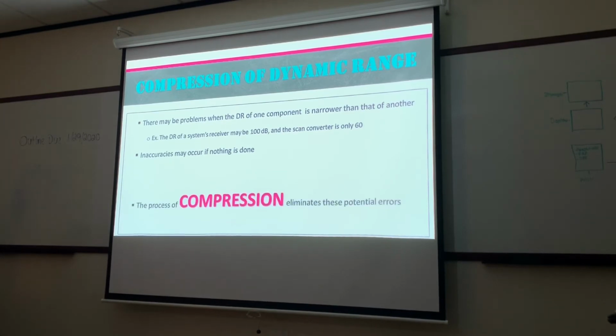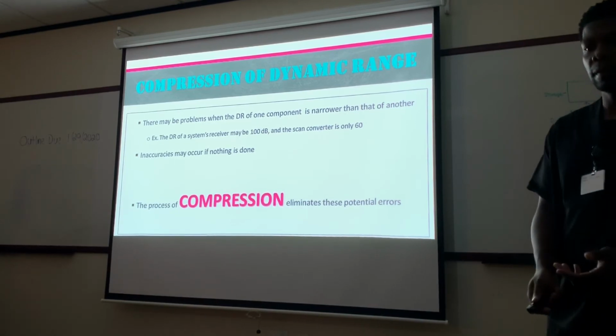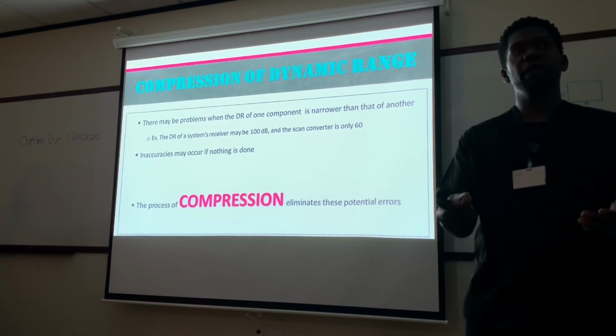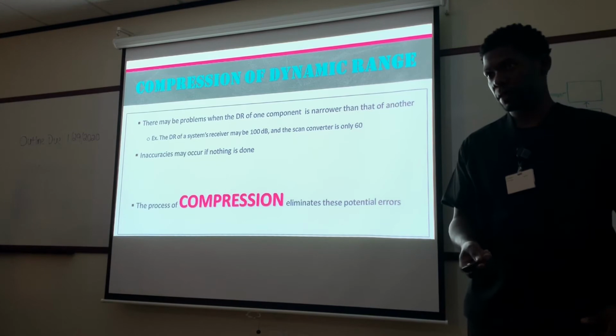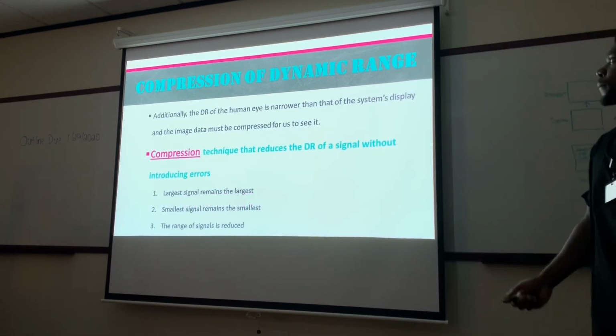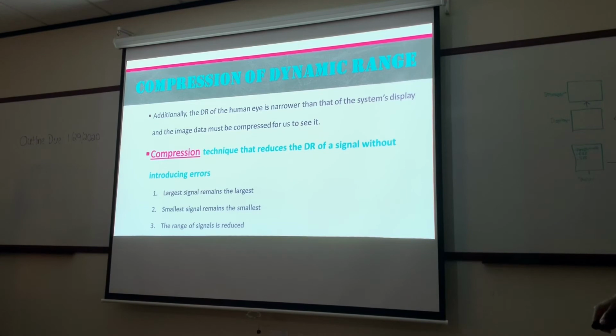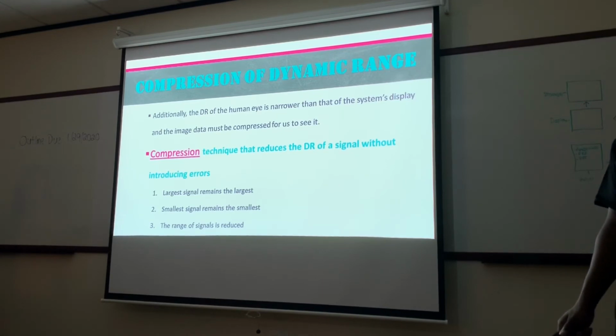All right. So the process of compression eliminates these potential errors, right? Because that's what compression does. The process of compression eliminates the errors that can occur because these system components have different dynamic ranges. Okay. The human eye is narrower than that of the system display, and also the image must be compressed for that as well. We know that's the second portion of compression, is that the image gets compressed again, so we're able to see that range of the shades of gray.